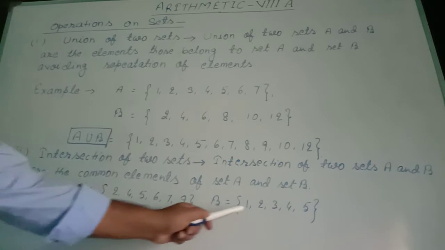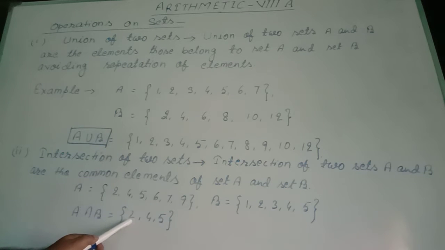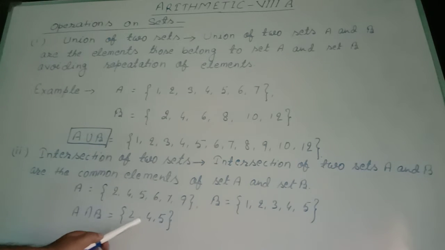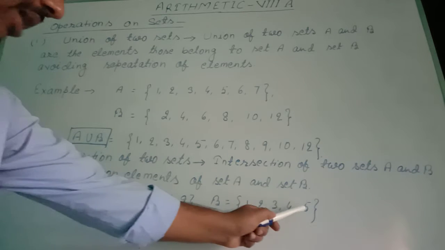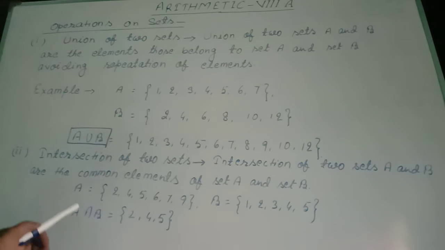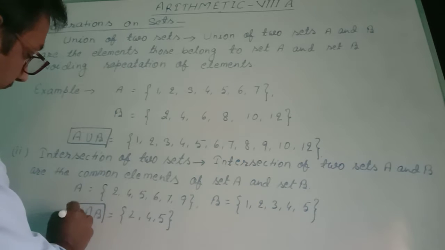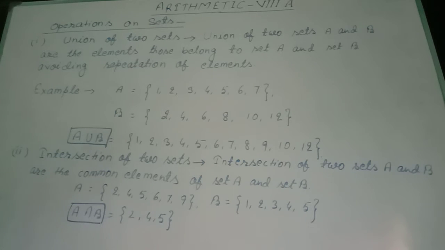2 is here, 2 is also here, so I wrote 2 as the element of the intersection of A and B. 4 is here, 4 is also here, so I wrote 4. 5 is here and 5 is also here, so I wrote 5. Now no more elements are common in these two sets. So this is the representation of A intersection B. A intersection B became the common elements of set A and set B, that is 2, 4, 5.